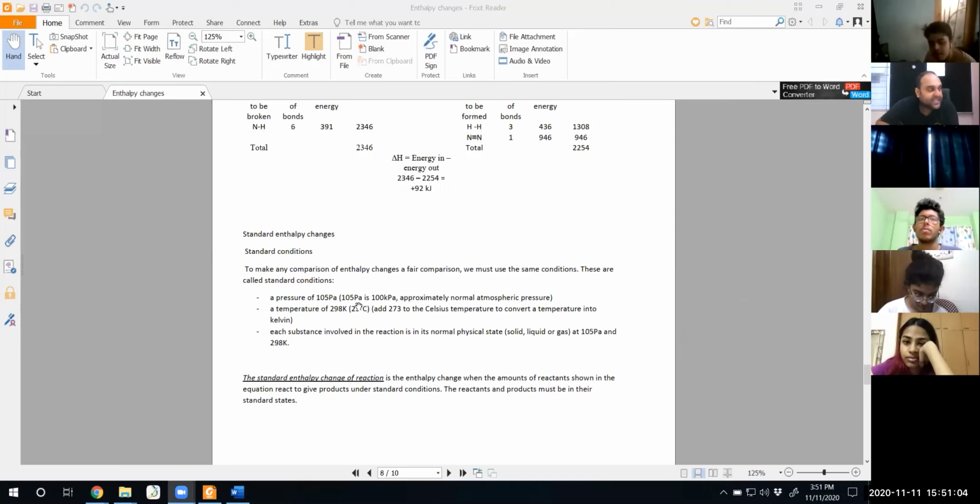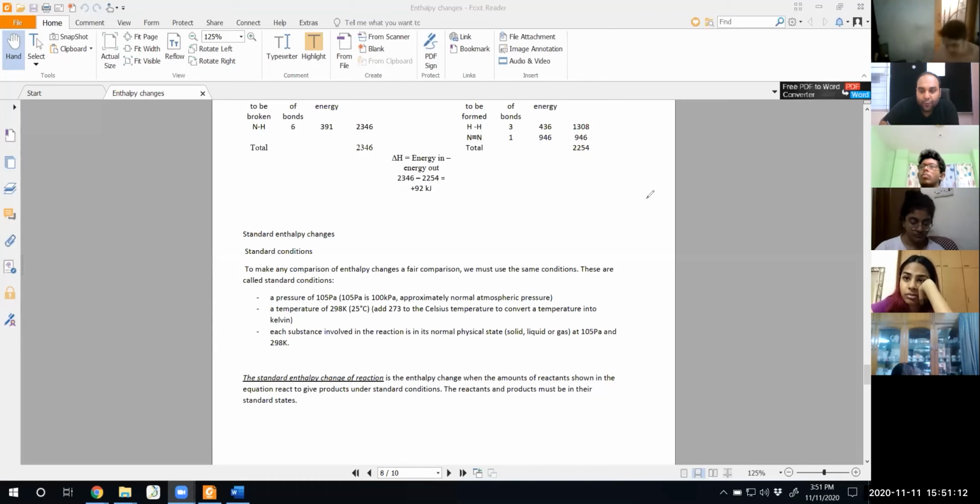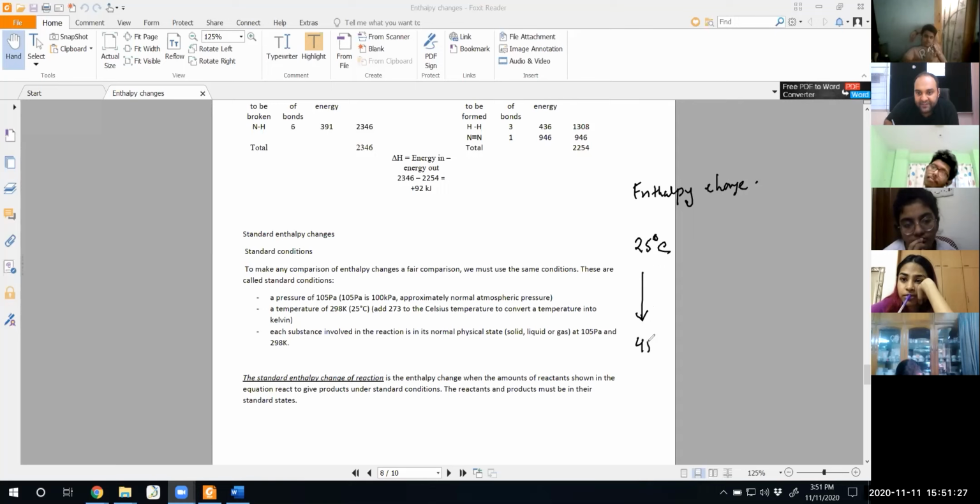A temperature of 298 kelvins. So here temperature is not very important. Why? Look, normally we measure the enthalpy change. So 25 degrees centigrade has changed into 45 degrees centigrade. So what is our change? 20 degrees.